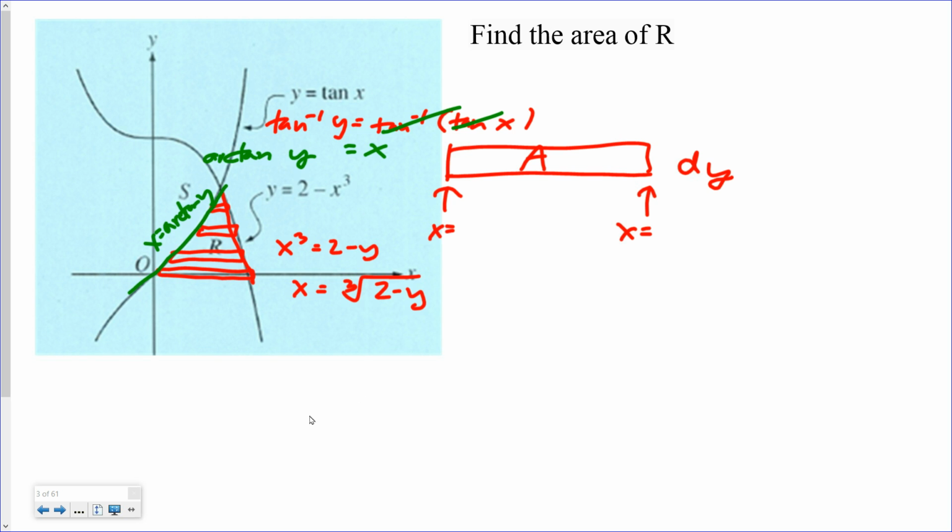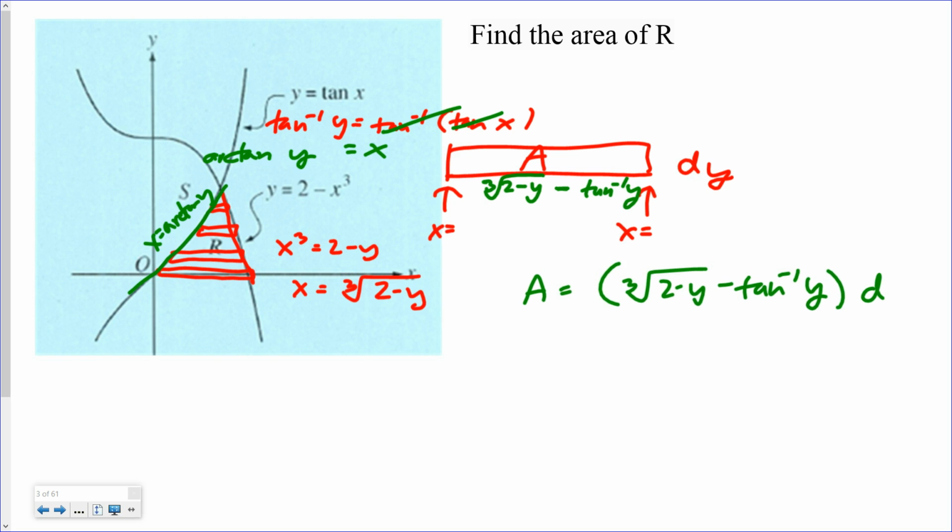All right, so what is the length of one of these bars? What is the length of it? X minus x, which is what? Cube root of 2 minus y minus arctan y. Okay, so if I wanted the area of one of these boxes, the area would be cube root of 2 minus y minus tangent negative 1 y, inverse y, times dy, right? That's the area of one of the boxes.